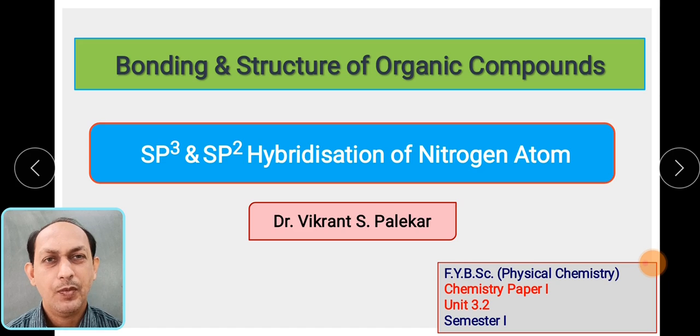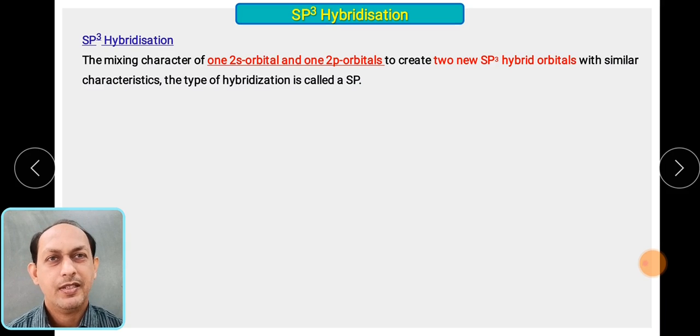In this topic, now we are going to see the sp3, sp2 and sp hybridization for the nitrogen atom. Let us see sp3 hybridization first. As we know, sp3 hybridization is nothing but the mixing of one 2s orbital and three 2p orbitals to form four new sp3 hybrid orbitals with similar characteristics. Please correct over here: one 2s and three 2p orbitals.